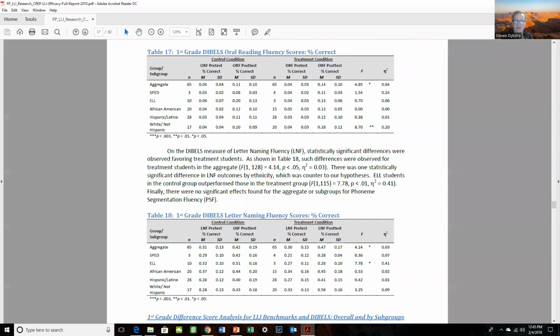Guess what? Let's go on to these tables. We have a few more significant results for oral reading fluency and DIBELS letter naming, but not many. We don't have big, powerful results. This is disappointing. Most of these kids didn't do any better than if they had gotten nothing.